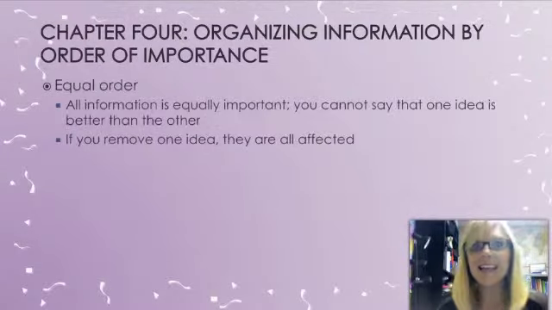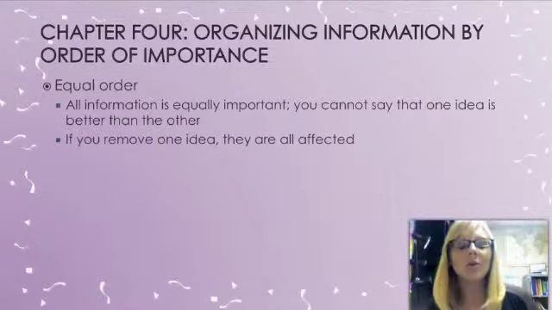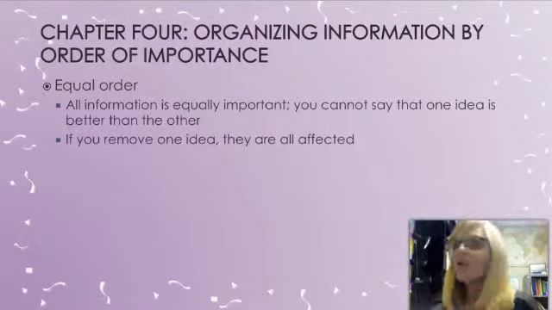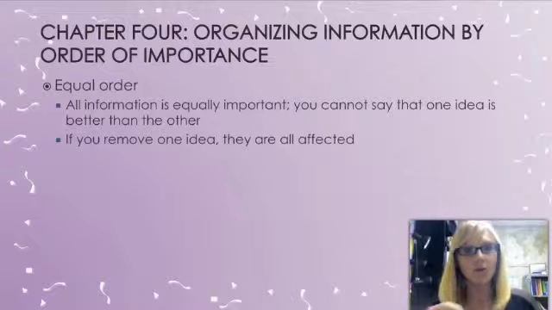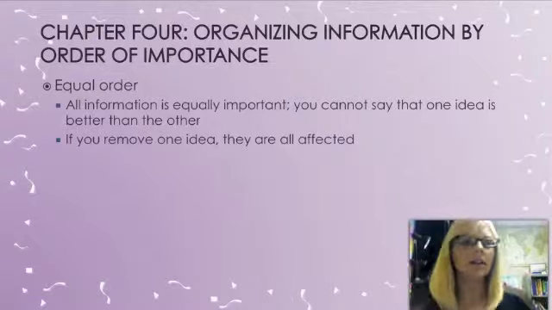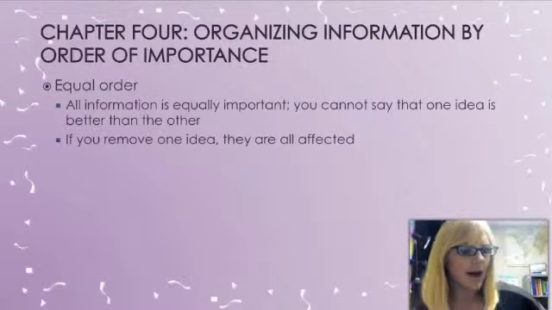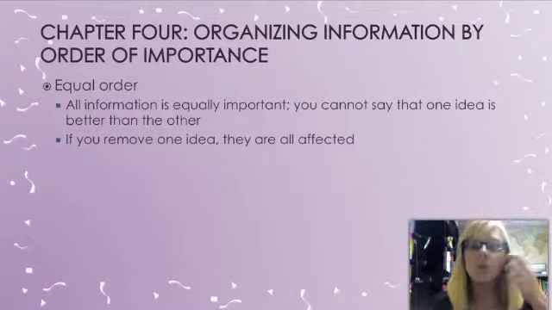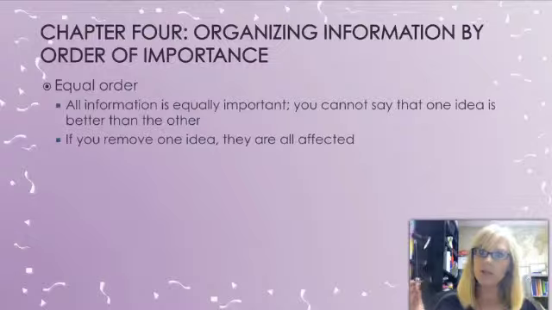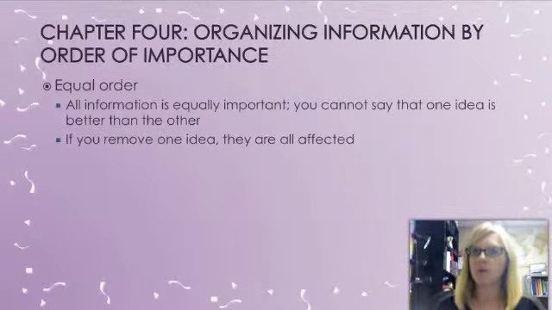Now, the second way is using equal order. So equal order means that all of the information is equally important. You can't say that one idea is better than the other. One way to remember this is if you remove one of those ideas, all of the other ideas are affected. They're all equally important. Think about that itinerary that we looked at in class, that agenda, where if they removed one piece of information from that agenda, then all of the other parts would be affected.